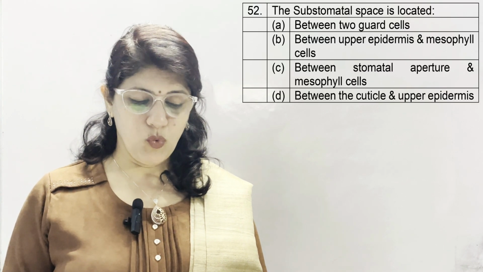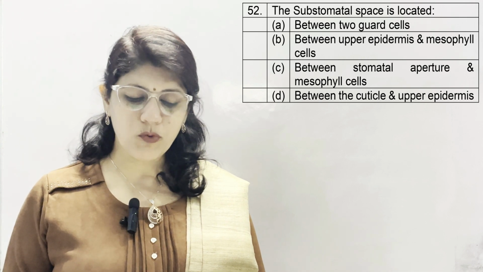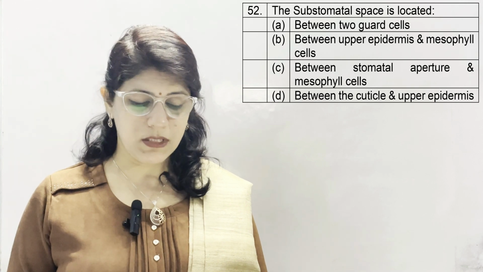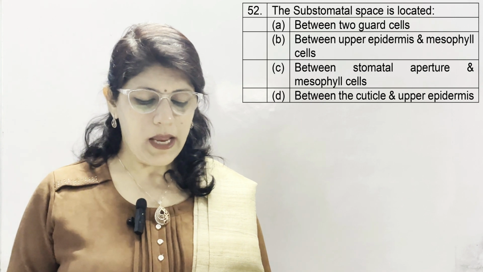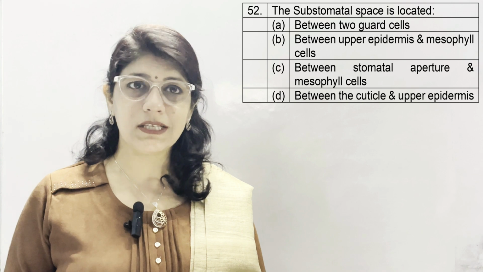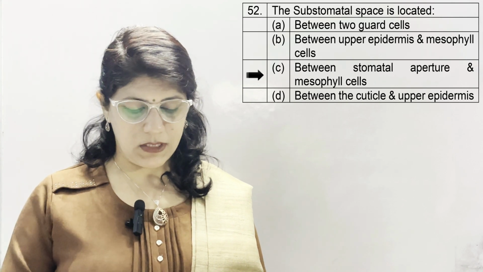Question number 52. The substomatal space is located A. Between two guard cells, B. Between upper epidermis and mesophyll cell, C. Between stomatal aperture and mesophyll cell, and D. Between the cuticle and upper epidermis. And the correct option is C, which is between stomatal aperture and mesophyll cells.